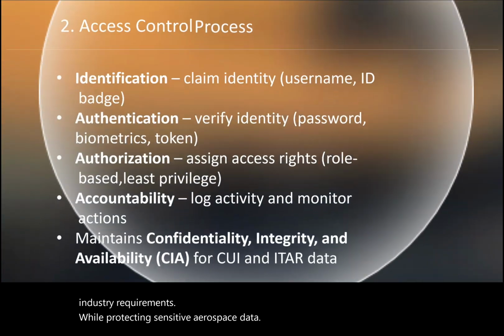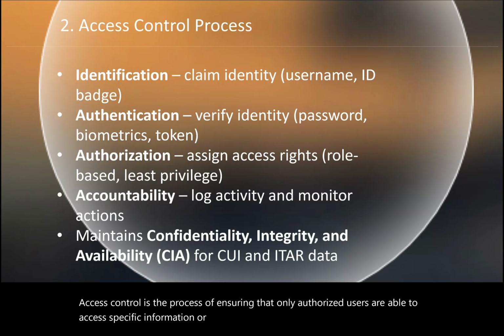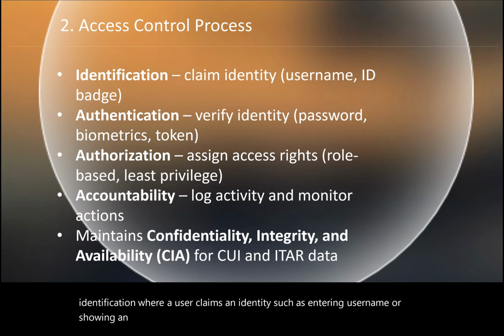Access control is the process of ensuring that only authorized users are able to access specific information or systems. It involves 4 main steps. The first is identification, where a user claims an identity, such as entering a username or showing an ID badge. Second is authentication, where identity is verified through something like a password, fingerprint, or a token.